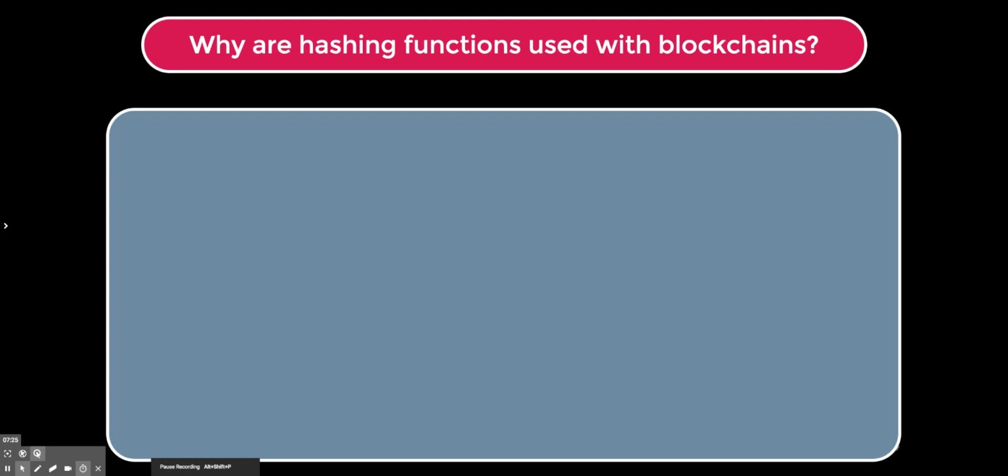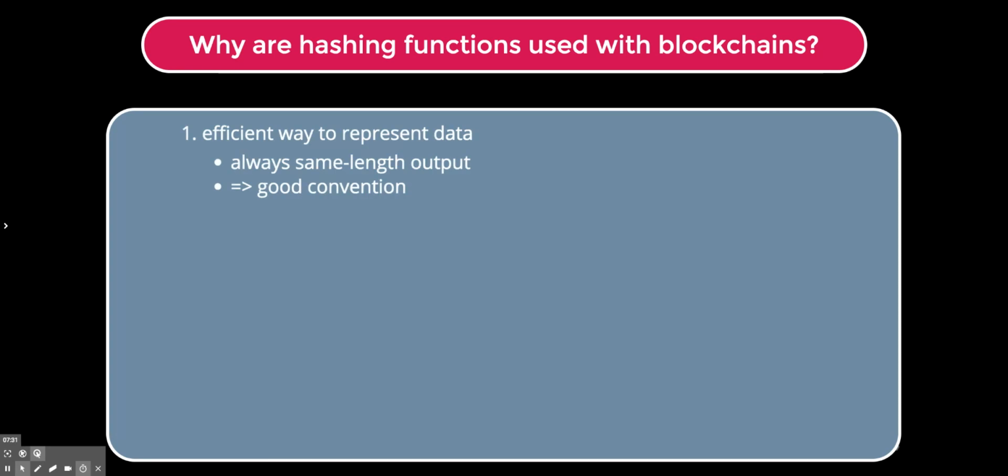Now, the whole point of what I'm trying to describe to you here is why are hashing functions used in blockchains? What is the use of it? The first one, it's an easy way to represent data. It's because no matter how long your input is, you always get the same output length. So that's a pretty good convention to store information.